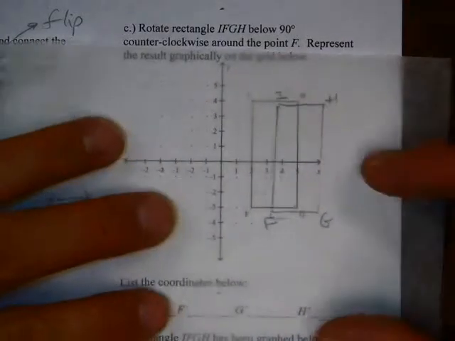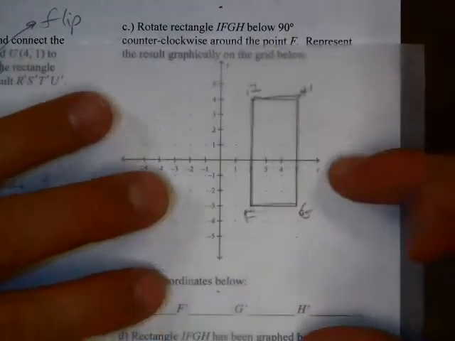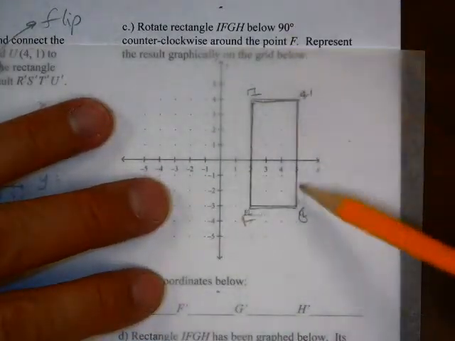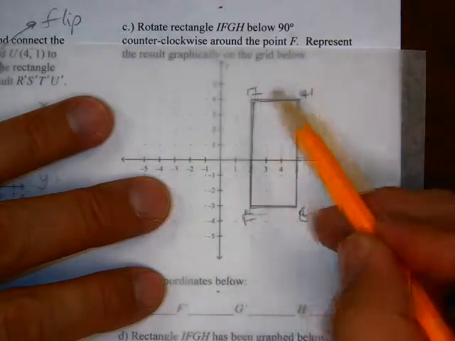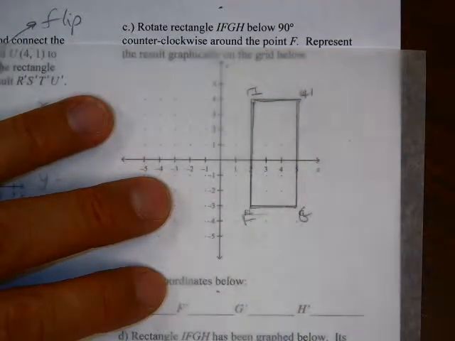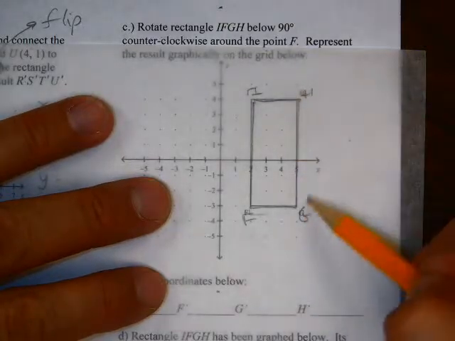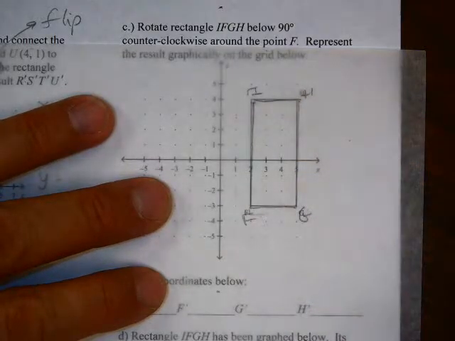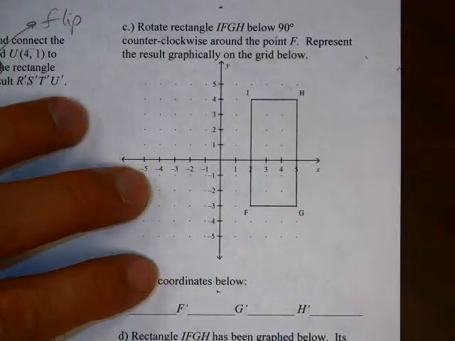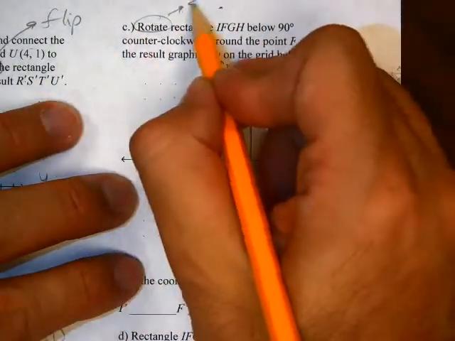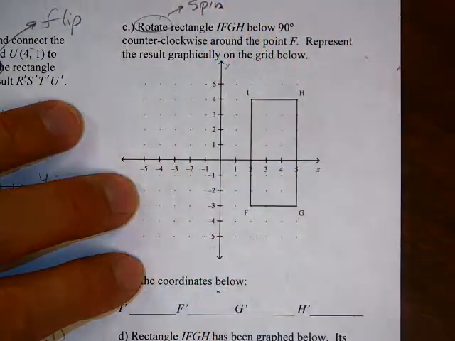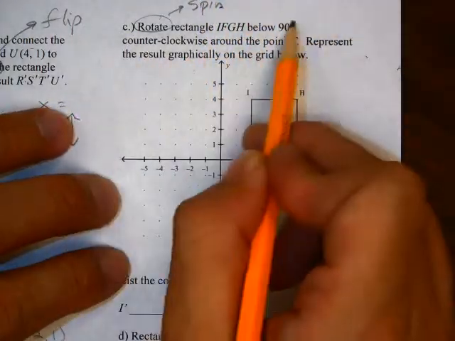Now, I've already traced here IFGH. And notice that on my tracing paper, I put the letters also on all those corners and all the vertices. It's really important because when you do turn your rectangle, you want to see where these letters, vertices, are going to end up when you draw it. Now remember that rotate is a turn. We're spinning or turning our rectangle 90 degrees.